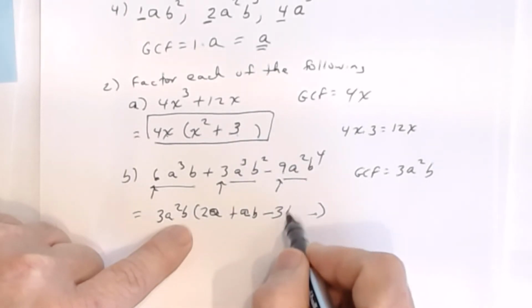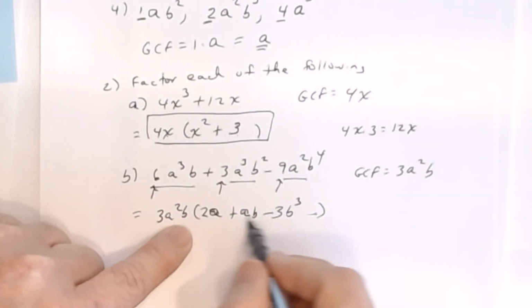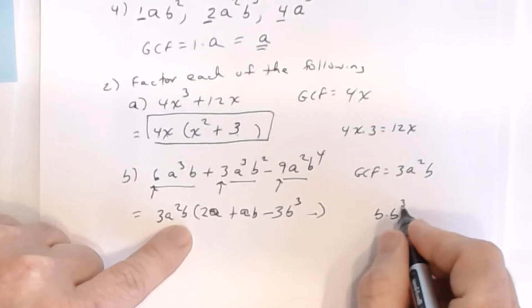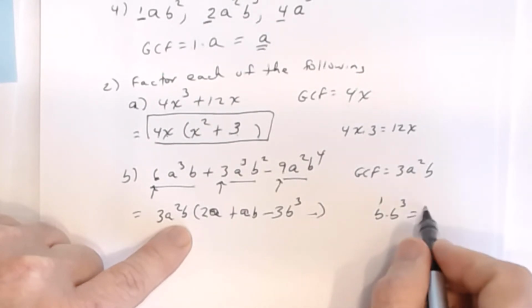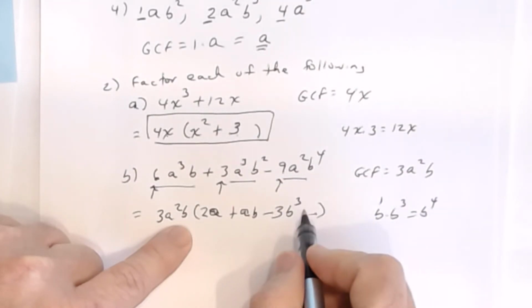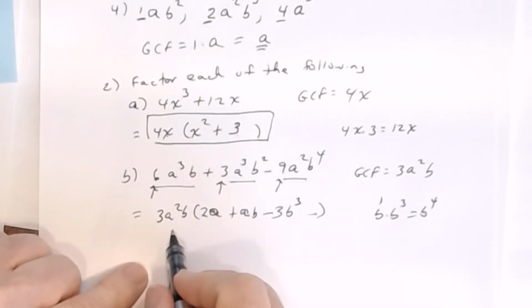B times b cubed, because remember, you multiply like bases, b times b cubed. When you multiply like bases, you add exponents. 1 plus 3 is 4. All right, so that's what goes here, and there's your answer.